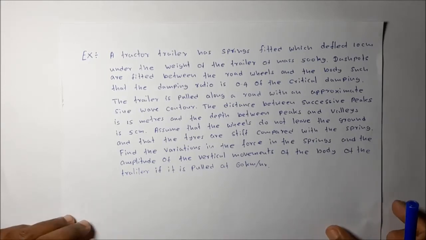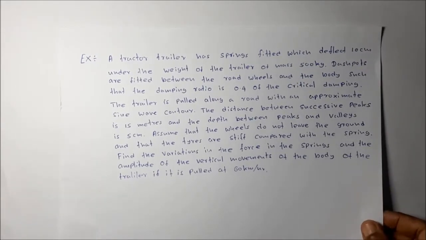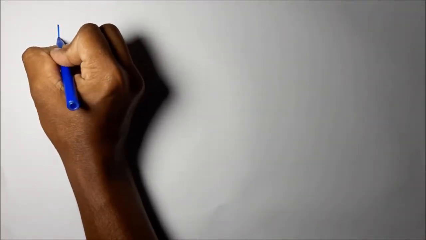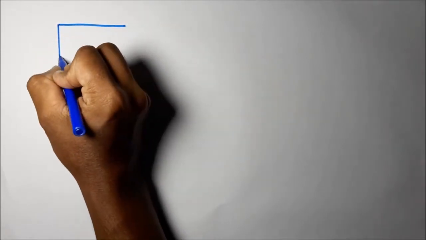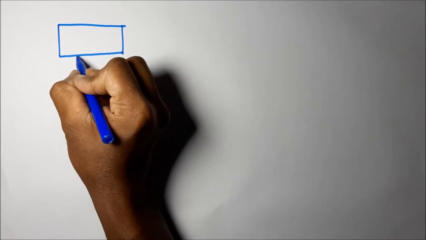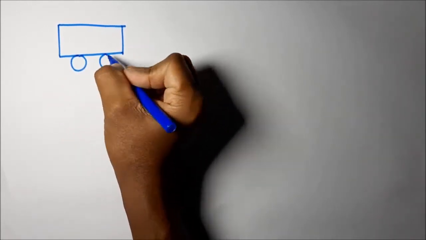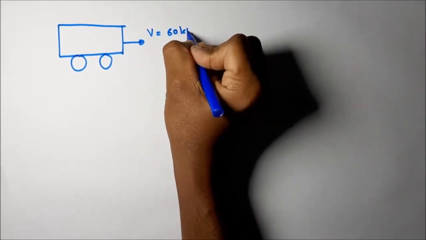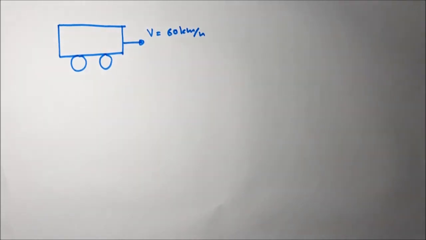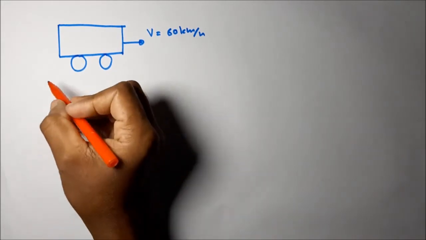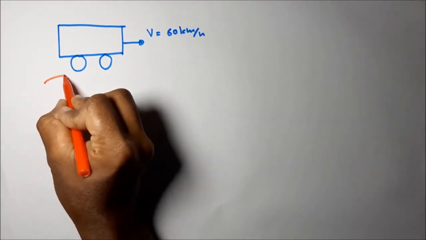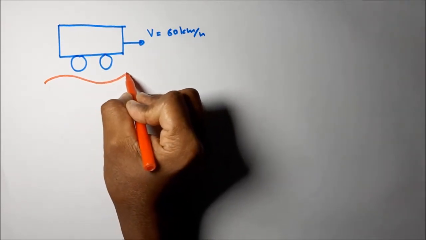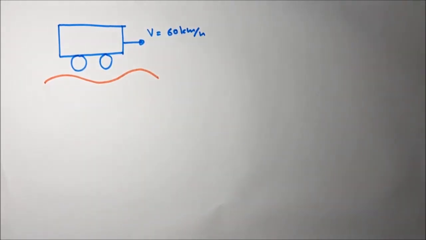Okay, let me draw the sketch including the details first. Let's take this is the tractor trailer tires. It is pulled with the velocity. What is the velocity? 60 km per hour. So then what is the road? It has the sine wave contours for the road like this.